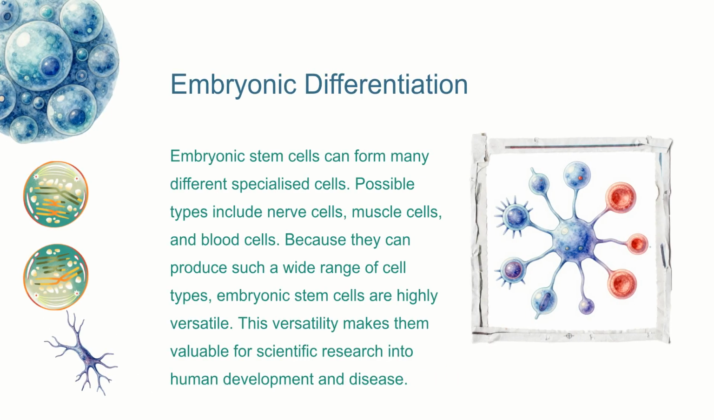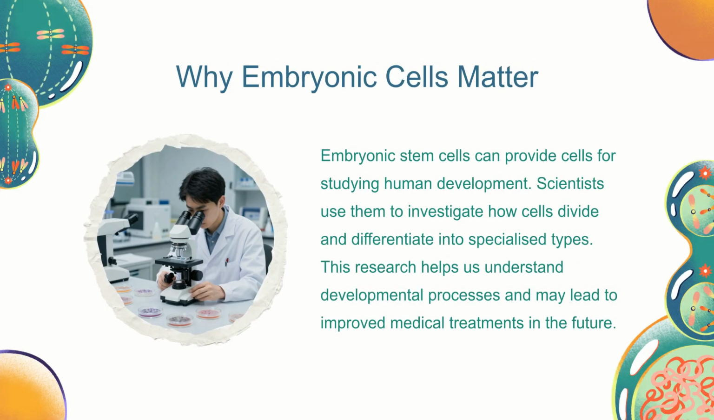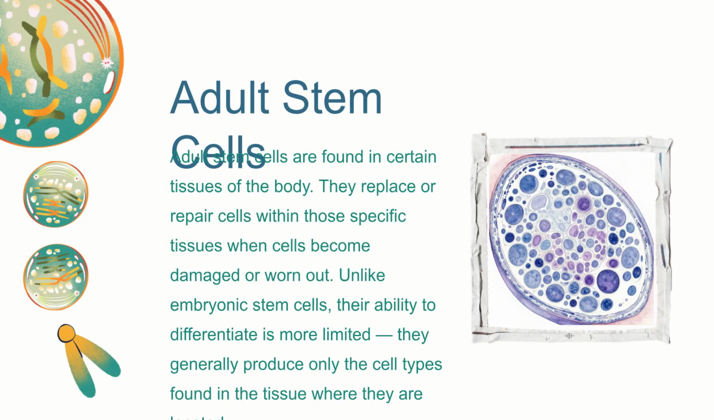Their ability to form a wide range of specialized cells, such as muscle or nerve tissue, means that research into human development often relies on the versatility of embryonic stem cells. By studying how these cells divide and differentiate, scientists hope to gain a deeper understanding of development, potentially leading to breakthroughs in medical treatments. Finally, adult stem cells are found in specific body tissues.